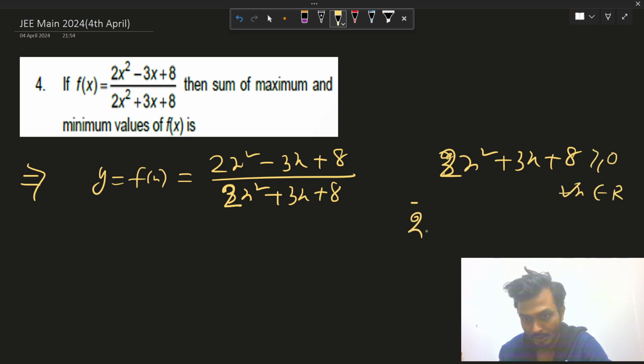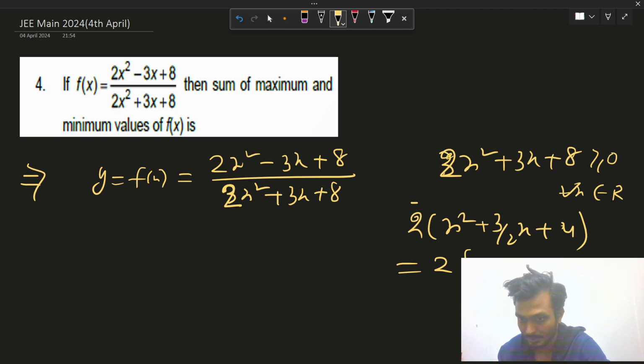Why? Because we can take common 2, then this will be x square plus 3 by 2 x plus 4, then this will be 2 into x square plus 2 into x into 3 by 4 plus 3 by 4 whole square, then plus 4 minus 3 by 4 whole square. So this can be written as a square of some term plus a positive number, so this will always be greater than 0, right? Now let us find the range of y from here. So we have to find y, right?